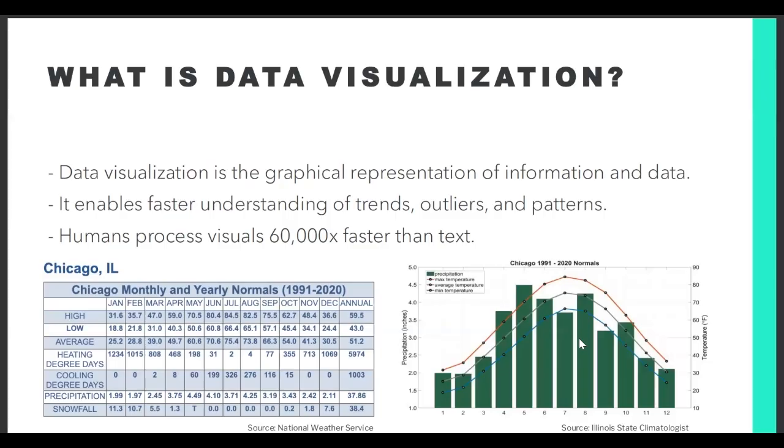Which one's easier to understand? Well, I'm guessing your eye went straight to the graphs, right? That's the point. Our brains are built to recognize patterns visually. Some studies even say that we process visuals 60,000 times faster than text. You can instantly spot patterns here, for example, higher temperature in summer here, and when rainfall peaks here.